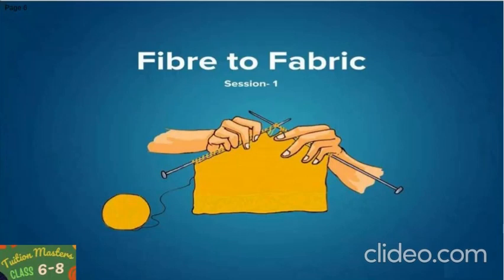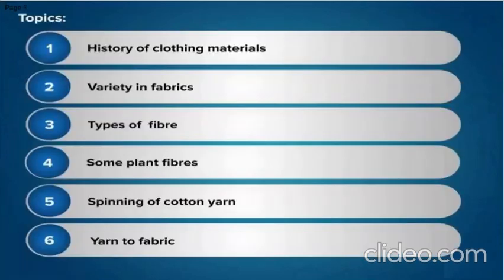Okay, so Fibre to Fabric session number 1 we have for our grade 6. For grade 6 we have started, right? So what are we going to discuss? We are going to discuss the history of clothing material, how from ancient times till now the clothing is different, what are the types of fabrics, then variety of fabrics, types of fibers, then plant fibers and spinning of cotton yarn, and how yarn is converted to fabric. We're going to study this in today's session. Make sure to listen very carefully because the same chapter is even there in your 7th standard.